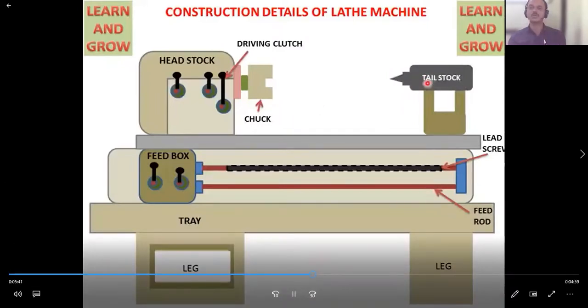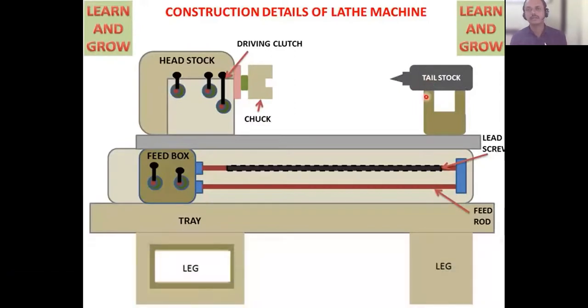Now what is the function of the tailstock? When the shaft length is large, if we do not provide support from the other side, then when we apply force or feed to the shaft, there may be a chance of the shaft bending. So to support such a shaft, this tailstock is used. This one is the center which supports the shaft from the other side.